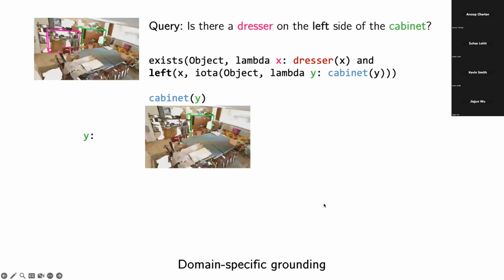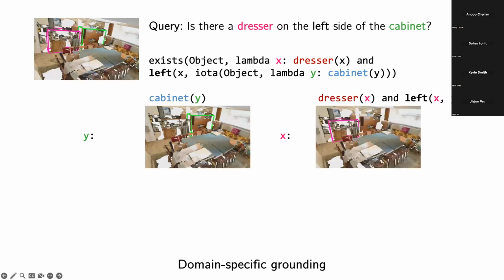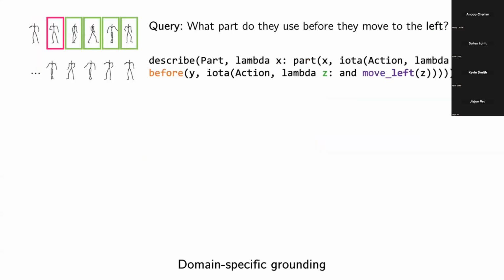But in the case of 3D, the anchor object Y becomes the cabinet. And now the question is, can I find another object, which is a dresser, or whatever that means, that also satisfies the predicate of left? Here, left means something slightly different. Now you have to take 3D coordinates into account, you have to take your viewpoint into account and stuff like that. And the answer here is true too.